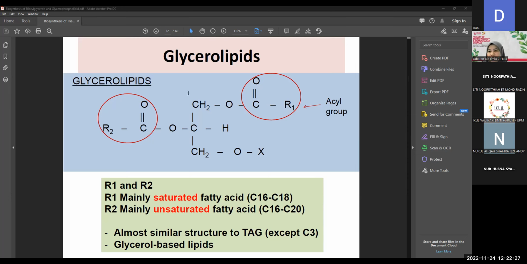This is the structure of glycerolipids. The 1,2-diacylglycerol from earlier and phosphatidic acid are more or less similar in structure. In phosphatidic acid, the acyl group R1 is mainly saturated and R2 is mainly unsaturated. It has an almost similar structure to triacylglycerol. Basically, this is a glycerol-based lipid.